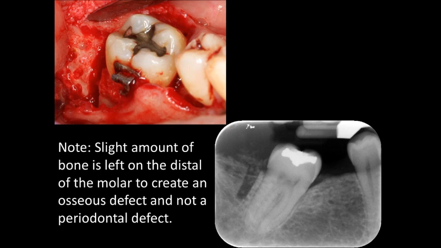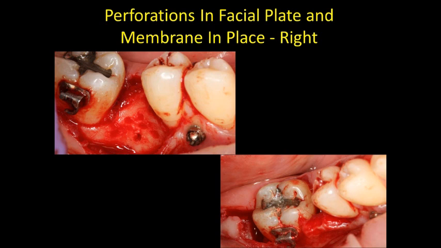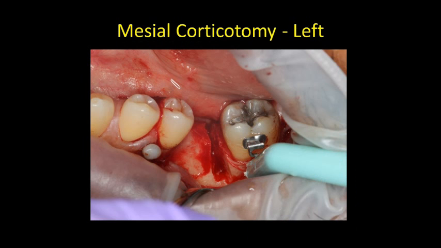Note the slight amount of bone on the distal of the molar to create an osseous defect and not a periodontal defect. The closer you can make that, but leaving a little bone, the better it should be. And you can see the perforations on the mesial and where a membrane is going to be placed to cover the bone graft material, and some tacks will be placed to hold the membrane in place.